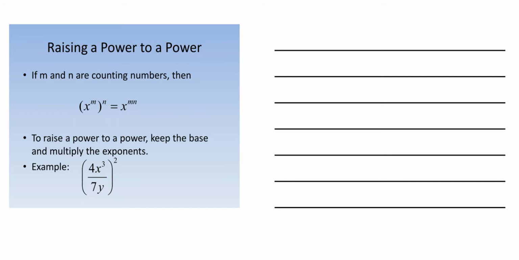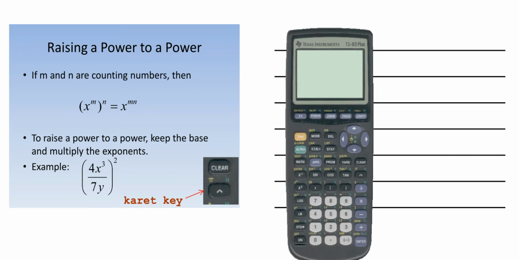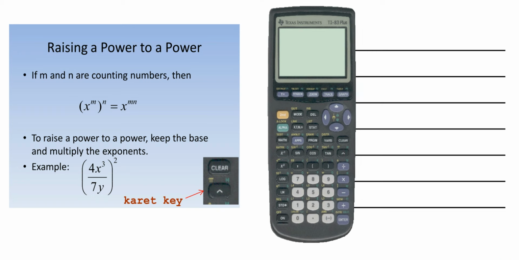So in parentheses we have 4x to the third divided by 7y, all raised to the power of 2. Something I'd like you to be aware of on your calculator: there is a caret key that you can use. The caret key is typically found underneath your clear button.